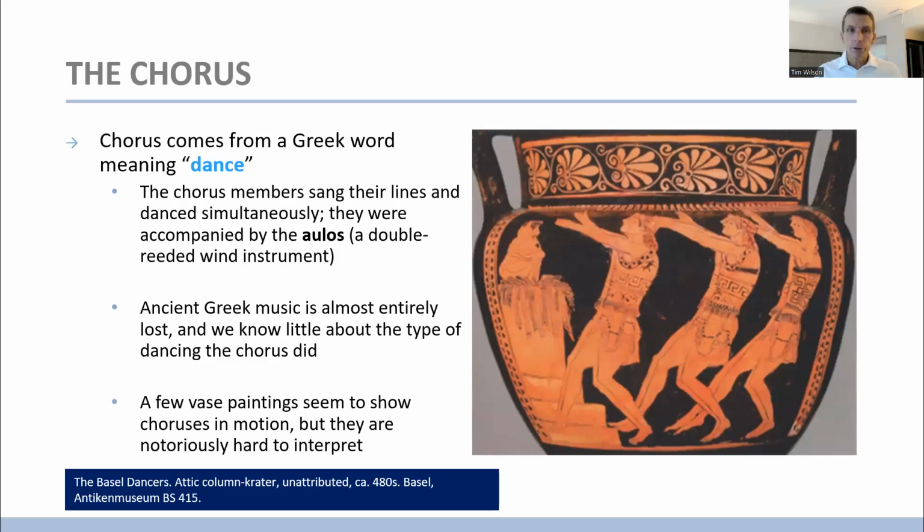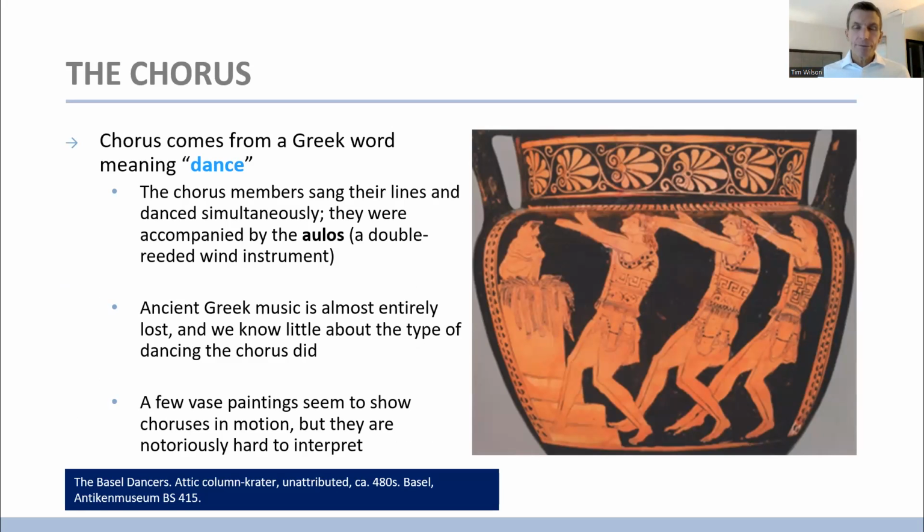Chorus comes from a Greek word meaning dance. So choreography is kind of the writing of the dance, right? Chorus members sang their lines, but danced simultaneously. That's a big part of the ancient Greek theater that we don't know about or we've lost, the musical aspect of it. They're singing a song, they're dancing. They were accompanied by an aulos, a double-reeded wind instrument.